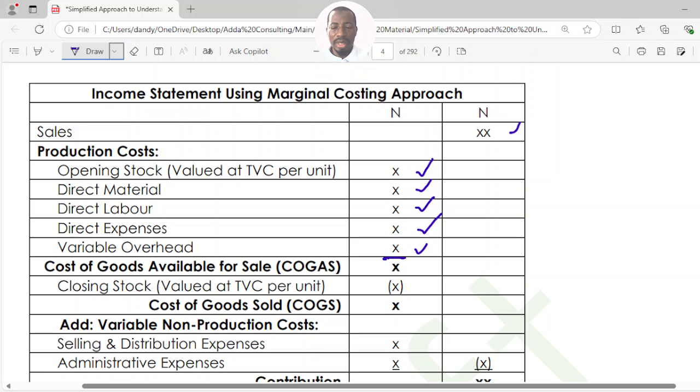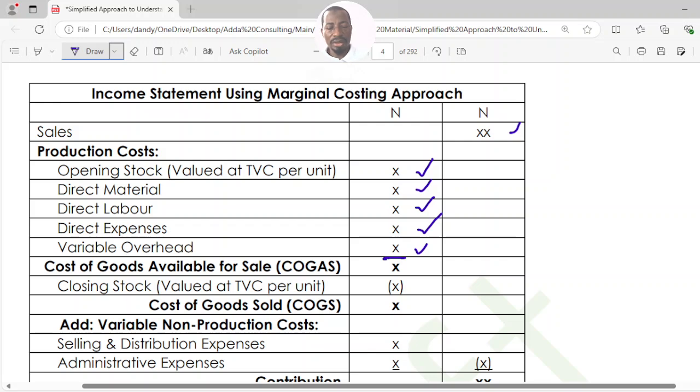Once I add them together, that will give me COGS. COGS simply means cost of goods available for sale. So it is all these goods that the company will take to the market to sell. Of course, it is possible that not all the goods taken to the market are sold. Therefore, there may be closing stock.